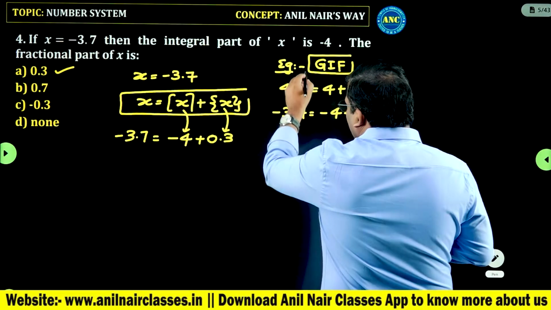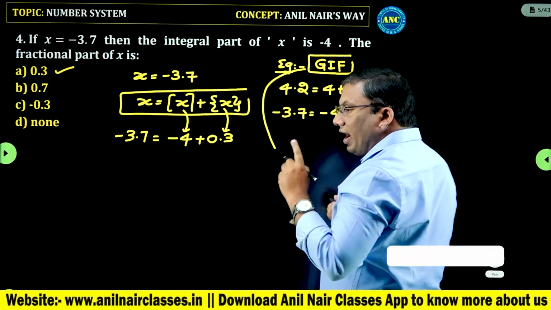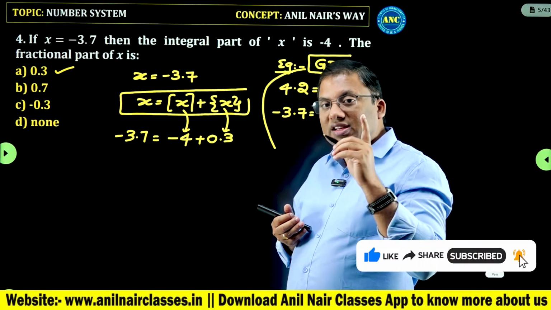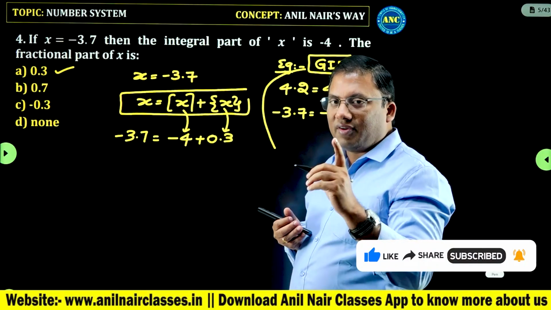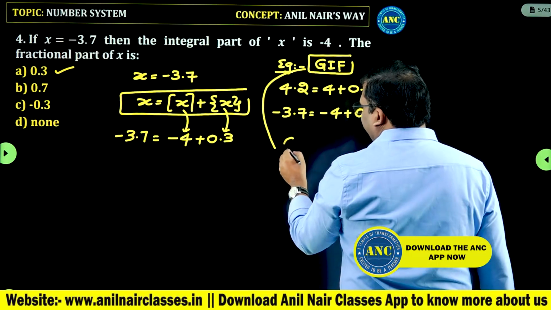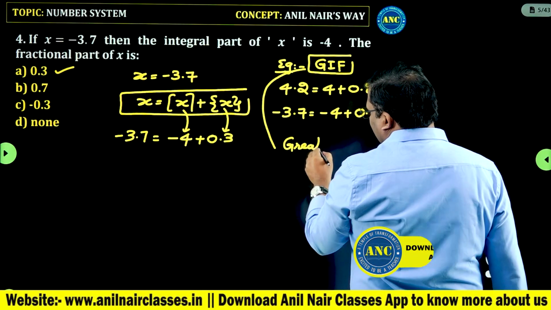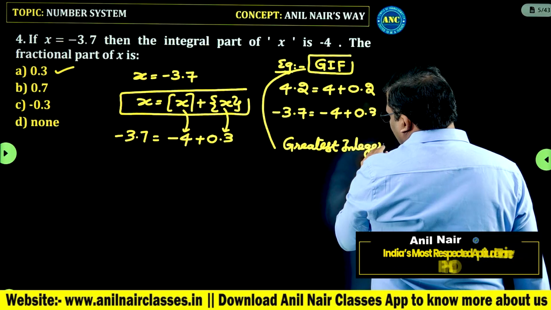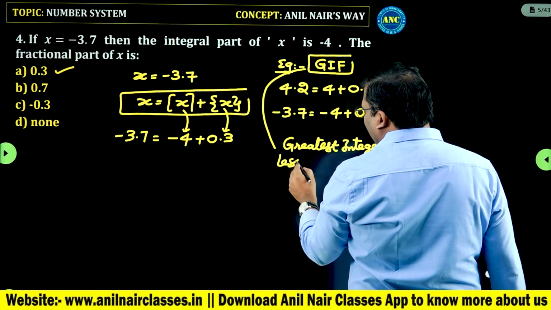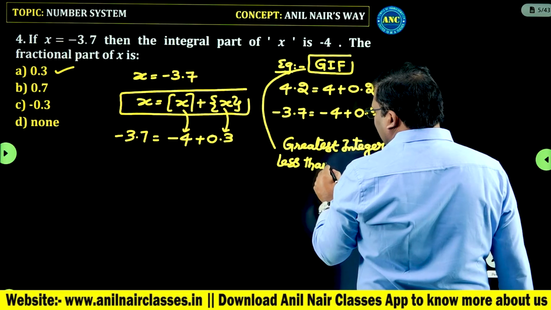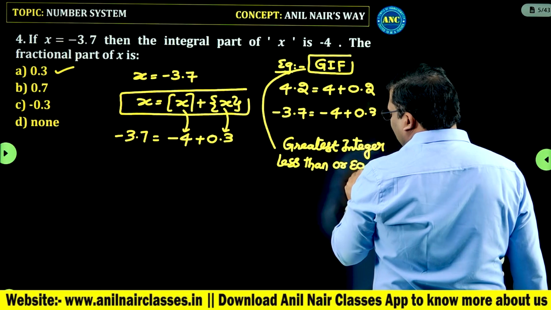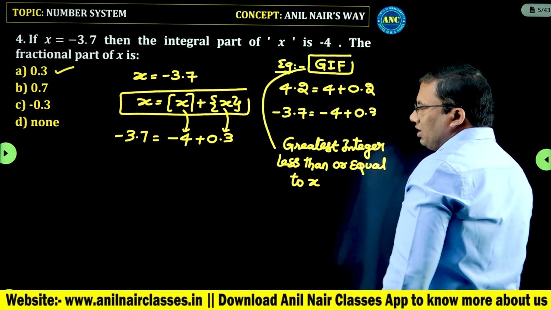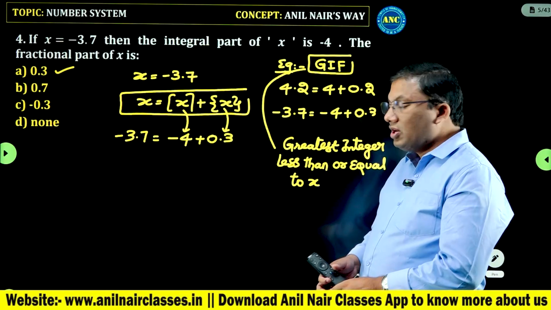Again, I will define the greatest integer function, GIF. GIF means the greatest integer that is less than or equal to the given value. Greatest integer less than or equal to x. These are called greatest integer functions.